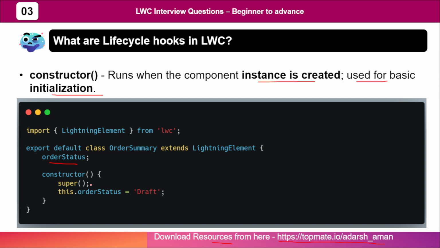Always remember, whenever you are writing anything in the constructor, the first call must be super. So this is mandatory, you have to write it every time. And then you can initialize this order status as draft. So now your question might be, why not set order status directly whenever I am defining the property? And that is correct as well, and the best practice as well.